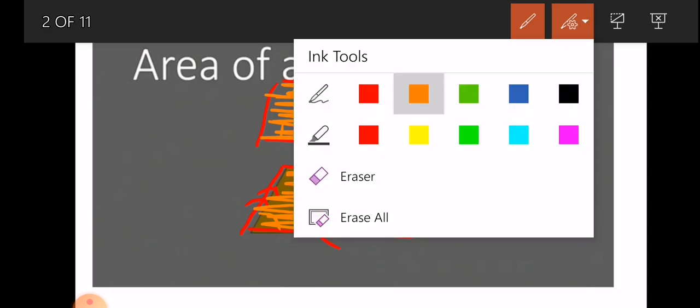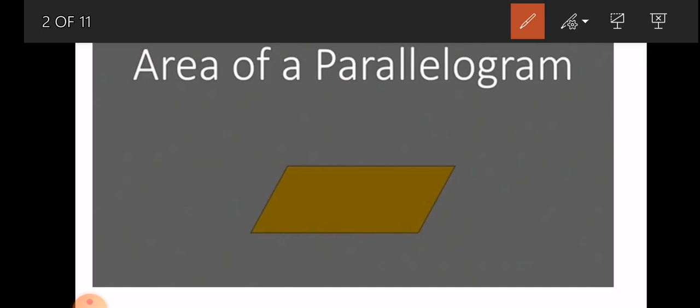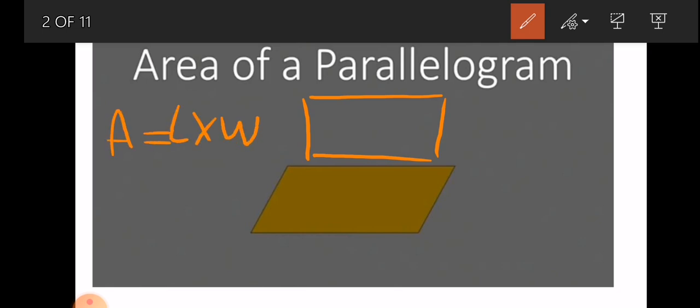So what is the area of the rectangle? We took the area of the rectangle before. Its length multiplied by width. Okay, so does the parallelogram have the same area as the rectangle or not? Let's see.